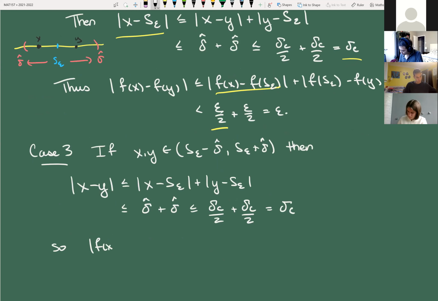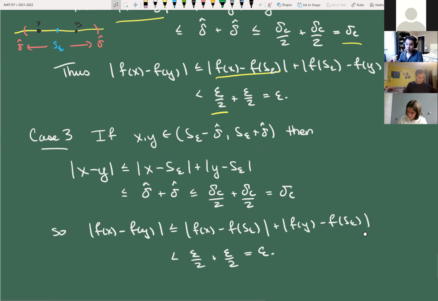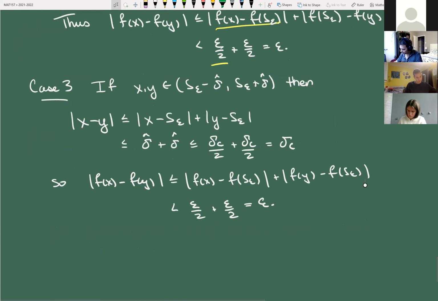So f of x minus f of y is less than or equal to f of x, same sort of thing, right? Minus f of s sub epsilon plus f of y minus f of s sub epsilon, less than epsilon over 2 plus epsilon over 2 equals epsilon, like that. Okay, so what I've shown now is that delta hat satisfies the epsilon continuity for 0 to s epsilon plus delta c.